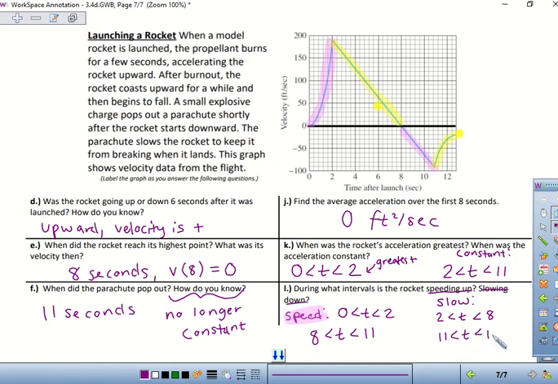Would you do that one to infinity? No, because we only have information up to about 12.5, so we can't say for sure what it's doing after that.